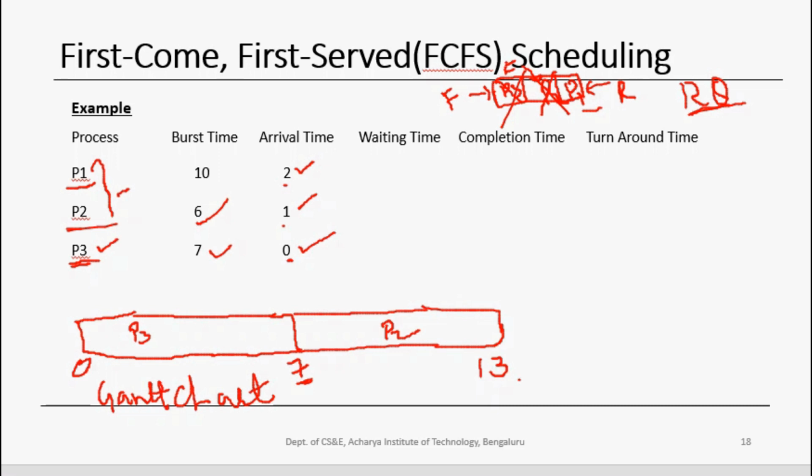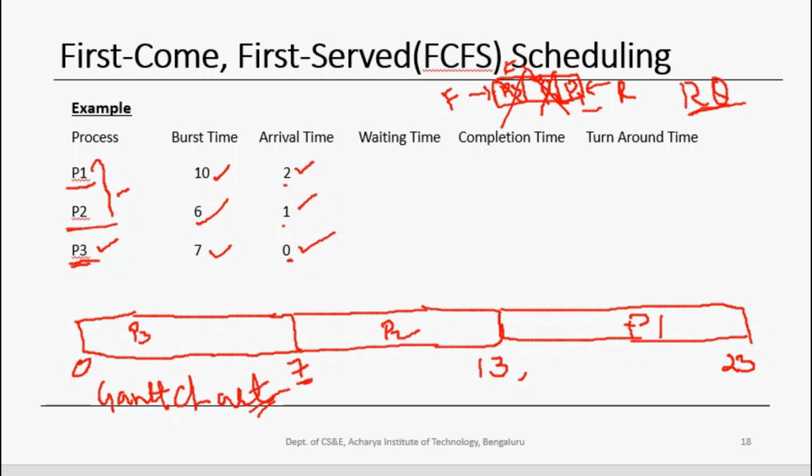The only process which is left in the ready queue is P1. P1 is given CPU at time t is equal to 13 and P1 is going to run for 10 time units. So this is going to finish at t is equal to 23. Okay, P1 is going to finish at t is equal to 23. Now this is the Gantt chart. Now let us try to calculate the waiting time, completion time and turnaround time.